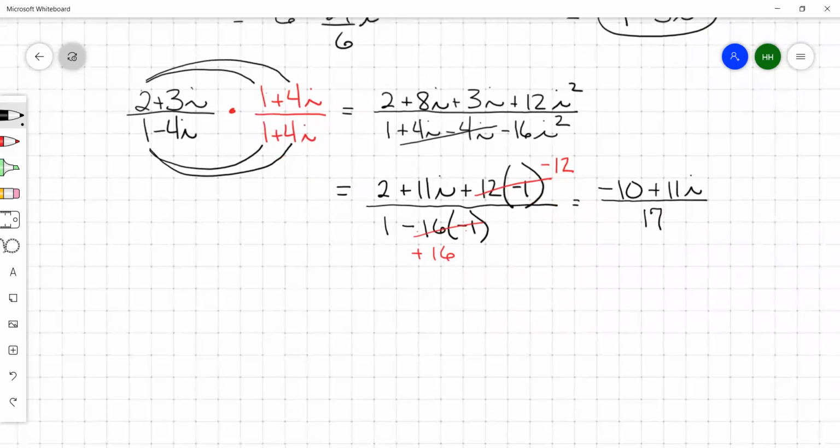That is one way to leave the answer. The other way to leave the answer would look like this. Negative 10 over 17 plus 11 over 17i. Both of those are acceptable. Negative 16 times negative 1 is positive 16. Two plus negative 12 is negative 10. Combine these two right here to get that.